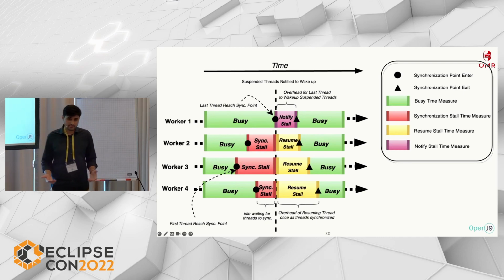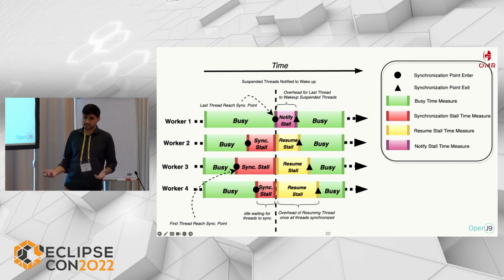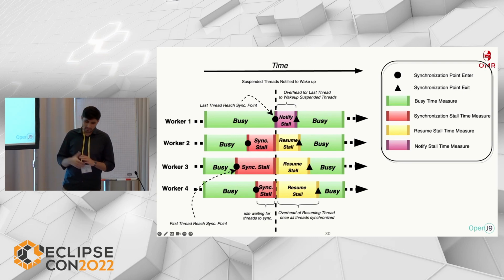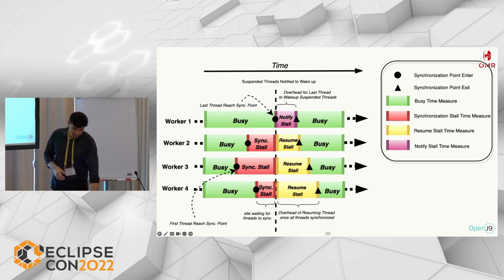And it doesn't need to wait. It just needs to tell the other threads, hey, we reached the synchronization point. Let's all wake up. So the time that each thread is waiting, the time that the last thread takes to notify each thread, and the time that each thread takes to start up and do useful GC work are all considered stall. And these are times that we actually measure.